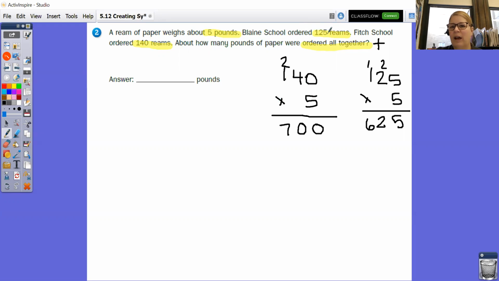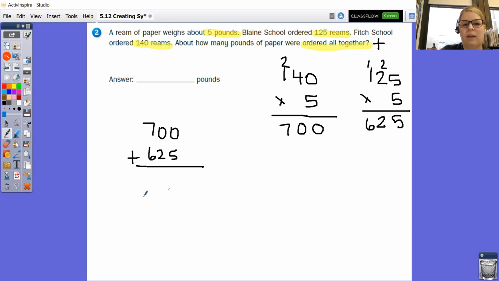So now I know how much the Blaine school's paper weighed and the Fitch school's paper weighed, but together I need to do one more computation. So 700 plus 625, and that equals 1,325 pounds. You ever heard it said 1,325 pounds? That is one way of doing it.